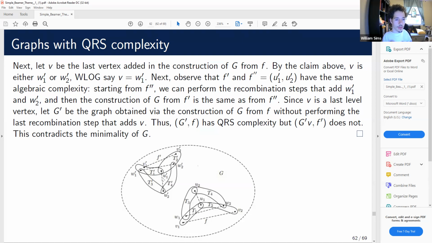Okay, so since V is a last level vertex, we can just not perform W1' because remember V equals W1'. We can not add W1' to our graph. Okay, but since we said that this non-edge and this non-edge have the same algebraic complexity, then by not adding this vertex, we get a smaller graph, fewer recombination steps, such that this non-edge does not have QRS complexity, but F does. And that contradicts the minimality of G. So that shows that they both must have the same QRS complexity.